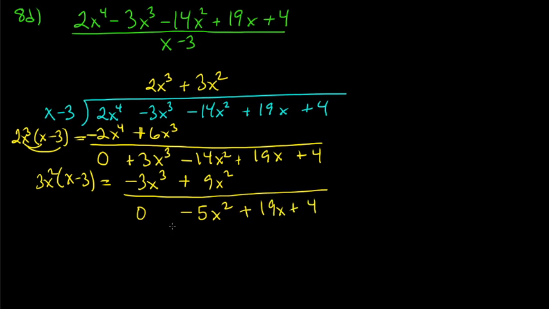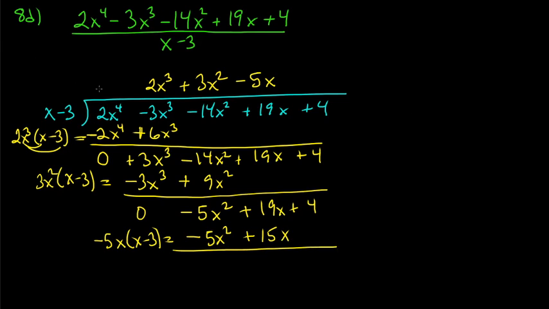And now we're on to round 3. So now we take the negative 5x squared and divide by x. So that's just negative 5x. So we multiply negative 5x times x minus 3, and that's going to be negative 5x squared plus 15x. And again, now we're just going to switch the signs here. Instead of a negative 5x squared, it'll be positive 5x squared. Instead of a 15x, it'll be a negative 15x. So I got to erase the plus sign, make it a minus.